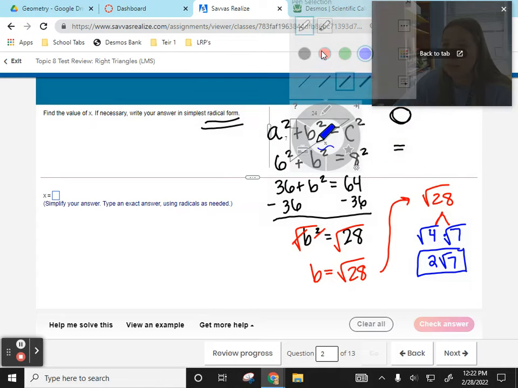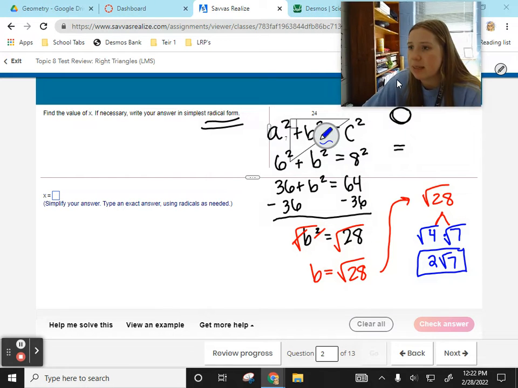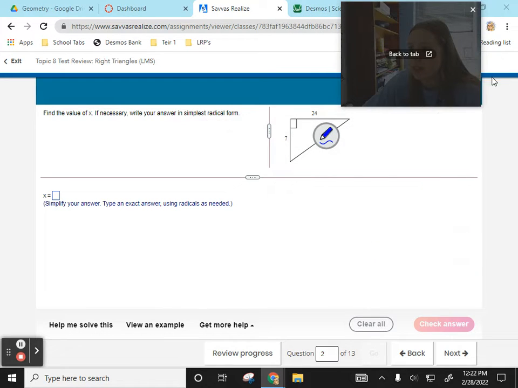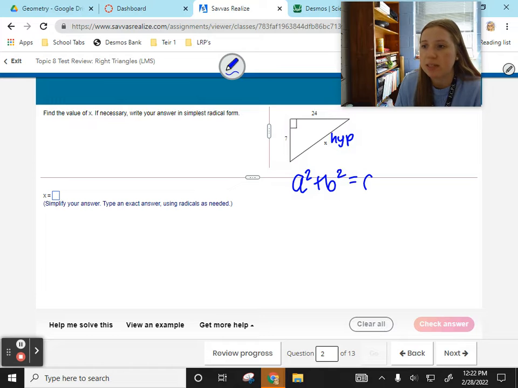All right, moving right along to our next one. There's a button that I can press to clear my screen. My next one is the same type of problem. Notice I have a right triangle and I have a missing side length. Notice again that this is the hypotenuse. So when I go to plug in a squared plus b squared equals c squared, the hypotenuse is always c.